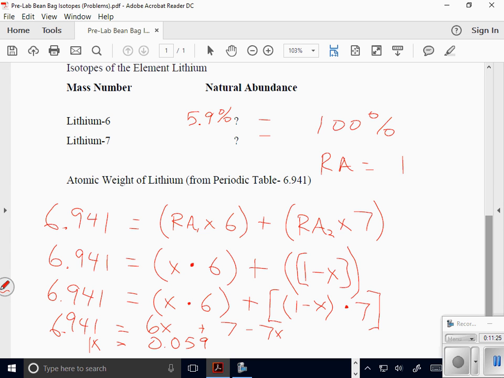So what is 1 minus x? 94.1%, and that should equal 100. Now, you're going to need to be able to do this because you have problems like this on your post lab. Okay? Yeah, John?